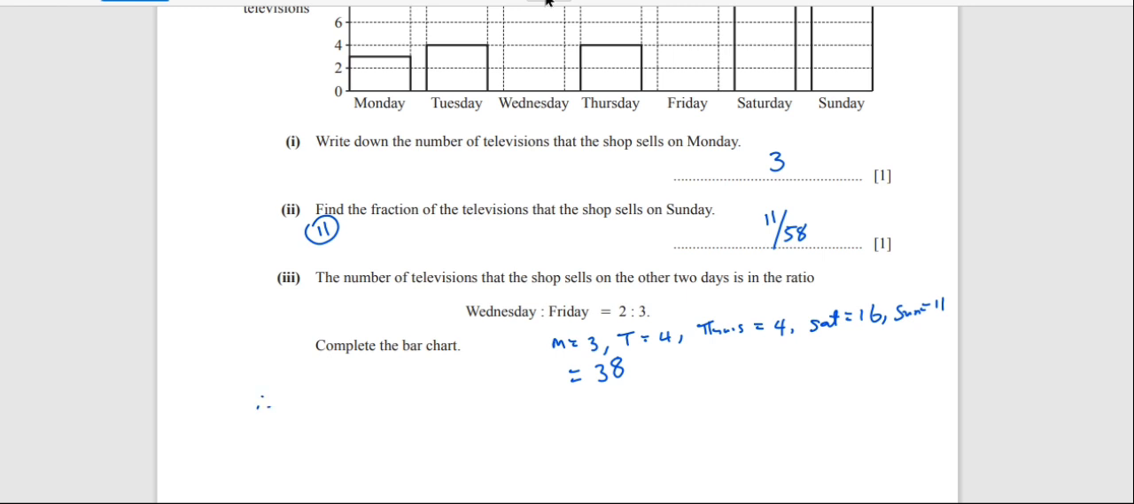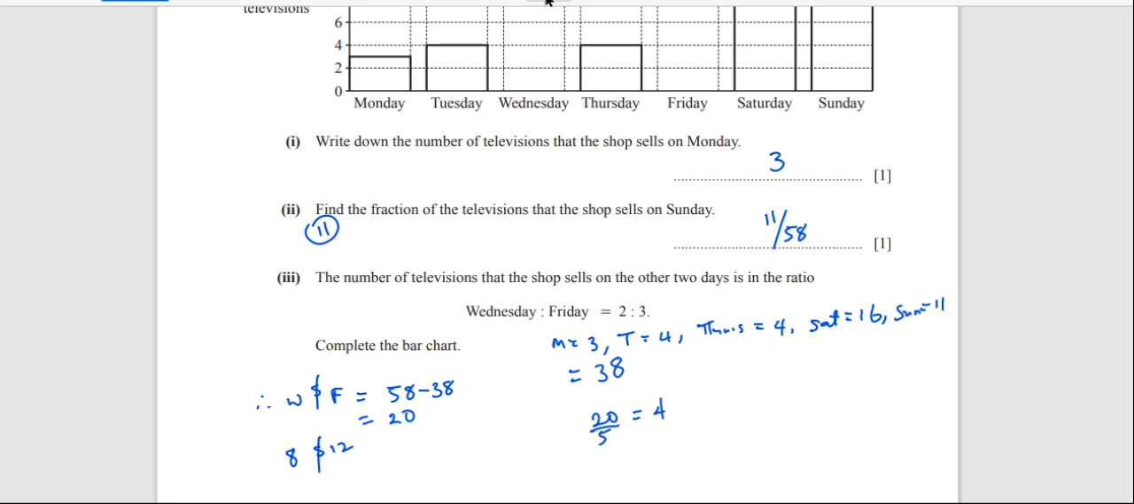Therefore, Wednesday and Friday will give us 58 minus 38, which is equal to 20. So 20 for both days, but we are now dividing it by the ratio 2 and 3. So Wednesday is 8 and Friday is 12. How do we do that? We first of all do 20 divided by the total of the ratio, which is 5. That will give you 4. So each part of the ratio is 4. So 2 times 4 gives us 8, and 3 times 4 gives us 12.